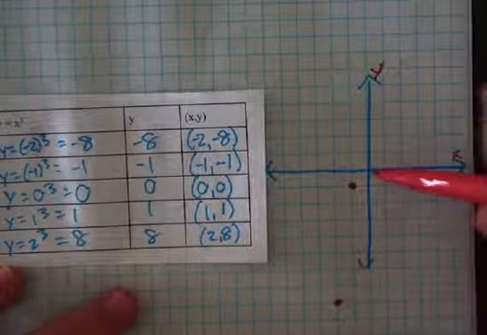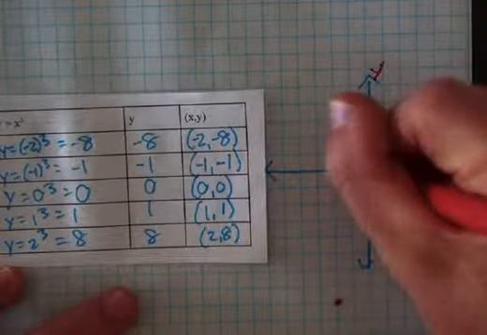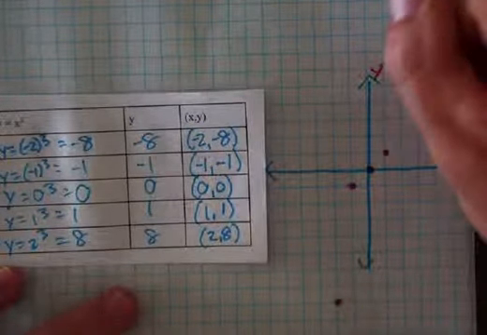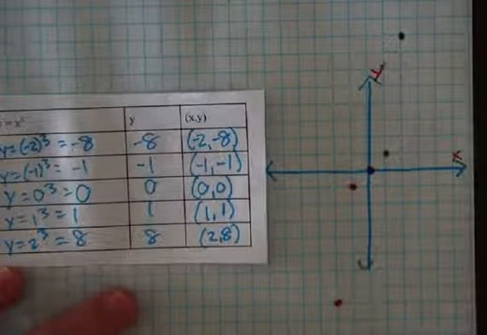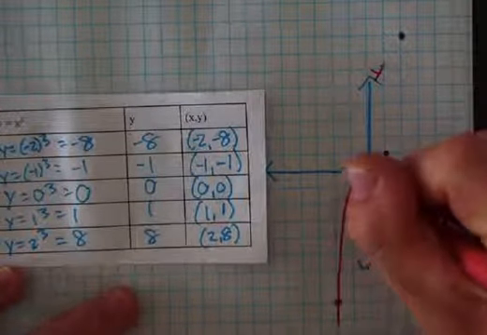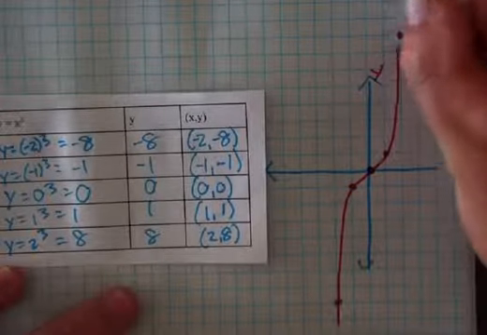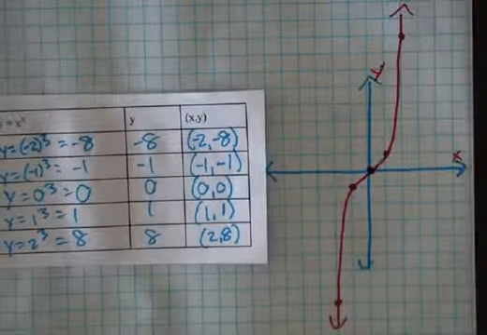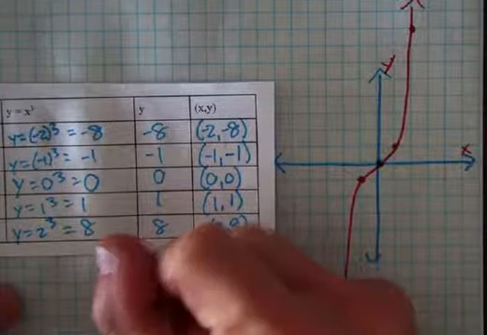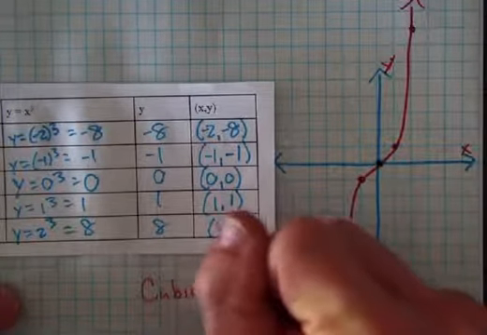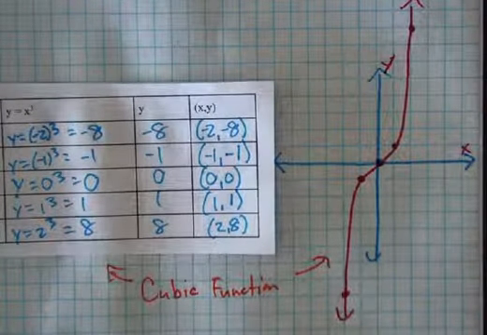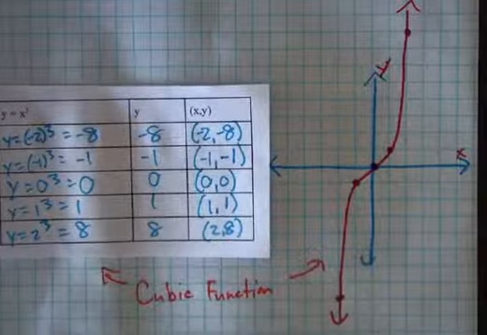Negative 1, negative 1. 0, 0. 1, 1. And then 2, 8. 1, 2, 3, 4, 5, 6, 7, 8. Way up there. So our graph ends up looking something like this. This is called the cubic function. So when you have something raised to the third power, cubic function. Awesome. Move on.